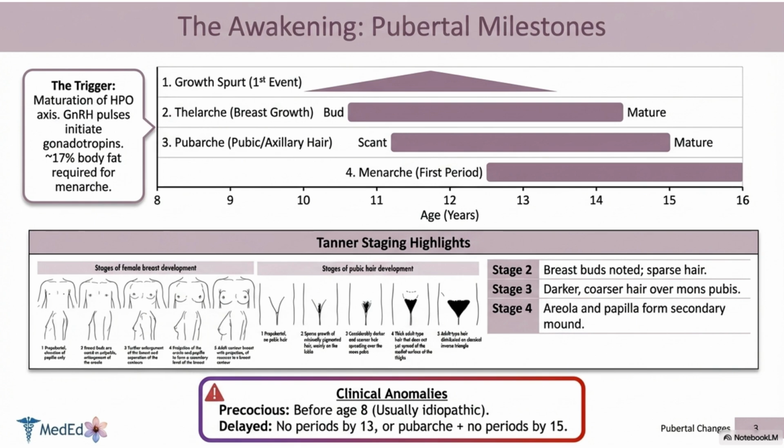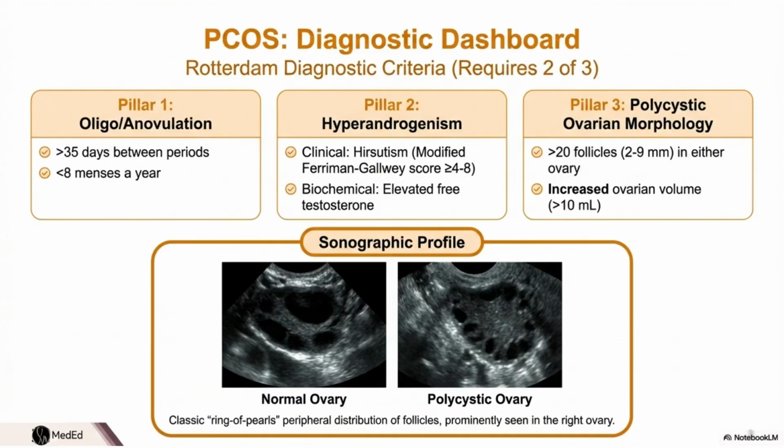Puberty is triggered by the maturation of the HPO axis, with approximately 17% body fat required for menarche. The sequence typically begins with the growth spurt, followed by thelarche, breast development, pubarche, hair growth, and finally menarche. We use Tanner staging to track these developments. Clinical anomalies include precocious puberty before age 8.